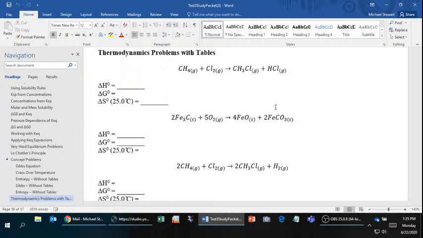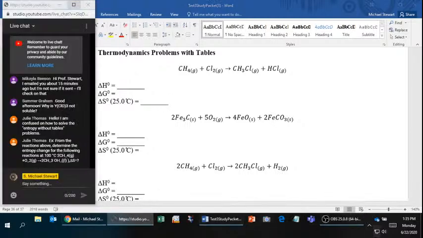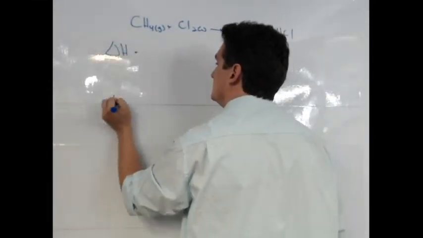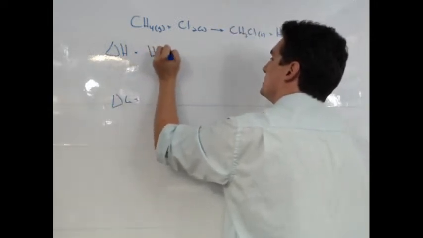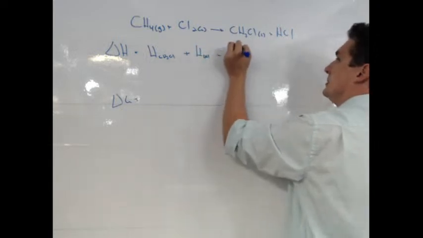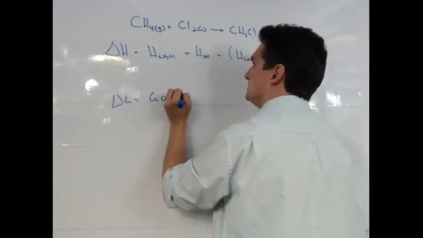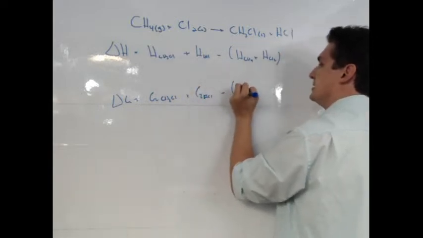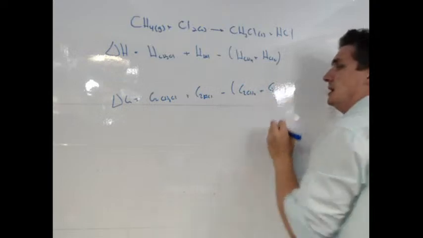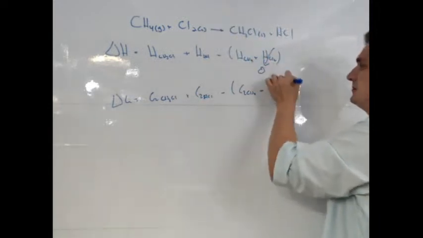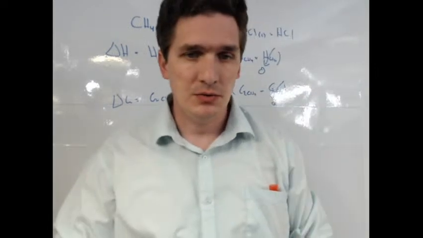These are actually pretty trivial problems to do compared to the ones that you had to do before, without tables. So to solve these types of problems, you just write out the Hess's law expression for the reaction for both the delta H and the delta G. So this is the H of CH3Cl plus the H of HCl minus the H of CH4 plus the H of Cl2. Then the Gibbs of CH3Cl plus the Gibbs of HCl minus the Gibbs of CH4 plus the Gibbs of Cl2. The expectation is that you know what should be canceling out, so diatomic gases disappear. And to find these values, go to the packet itself.